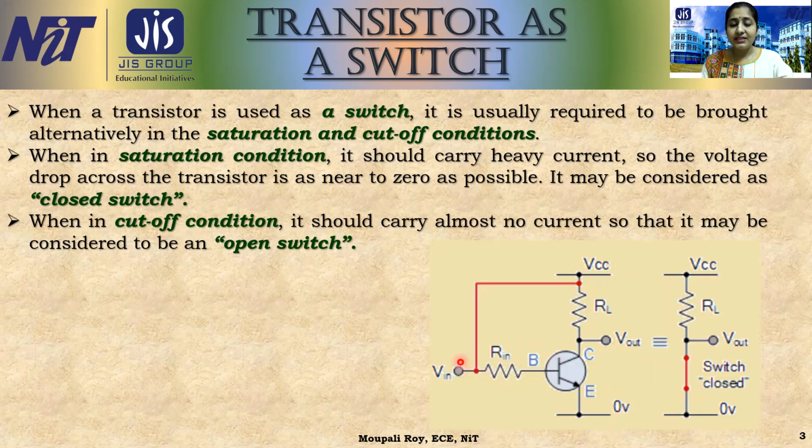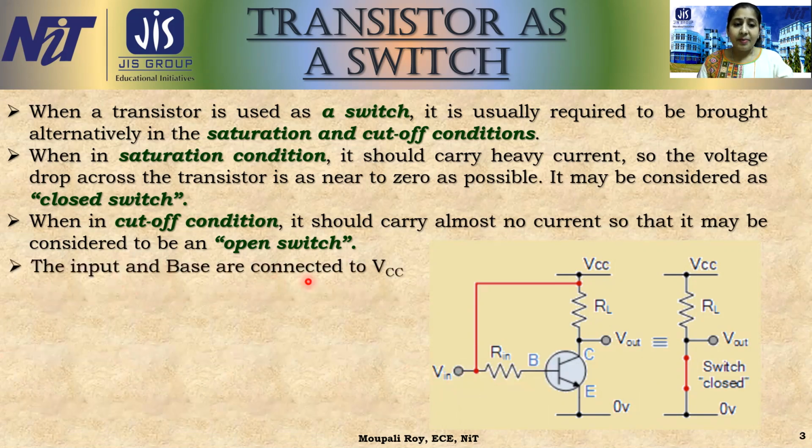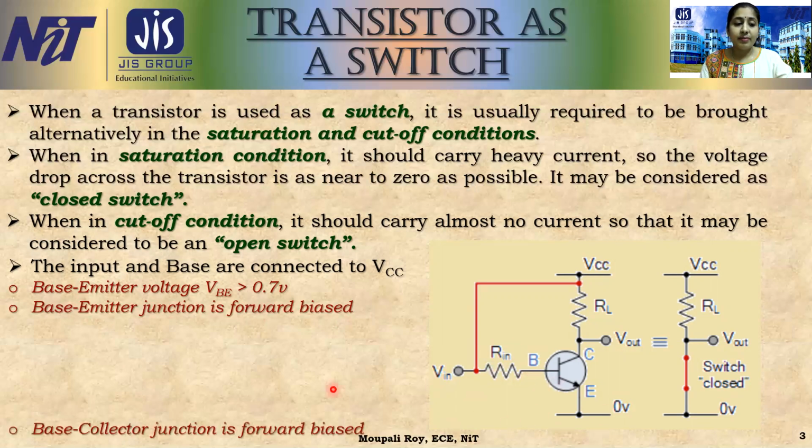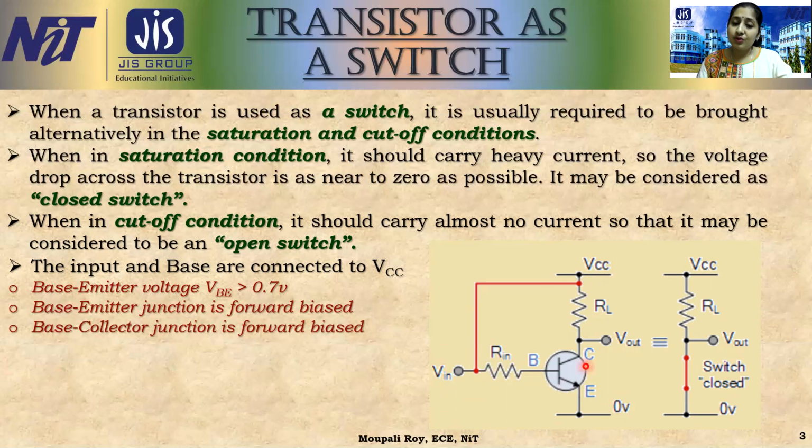Suppose this is a circuit. In the base we are giving some supply. The input and base are connected with VCC. The base emitter voltage VBE must be 0.7 volt, because below 0.7 volt it is just like an open loop. So the base emitter junction is in forward bias. Base collector junction is also in forward bias, because from there we are giving the supply.